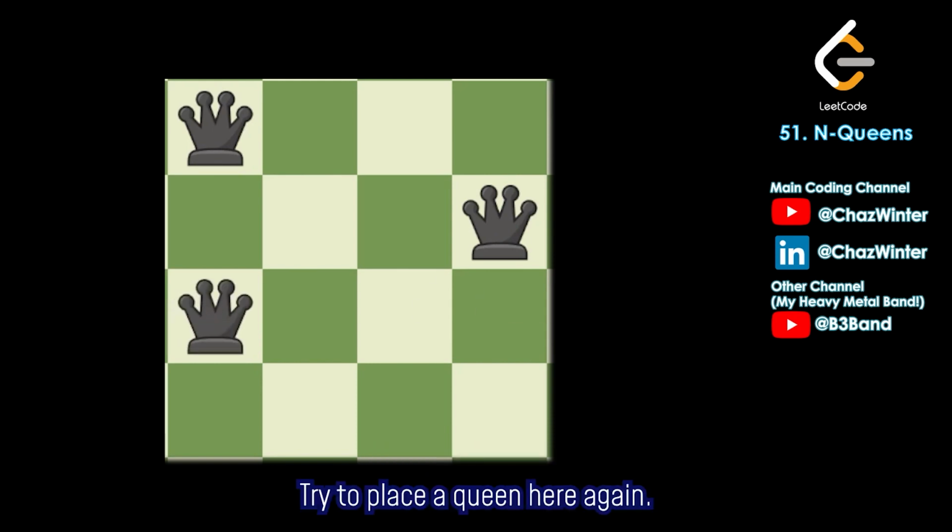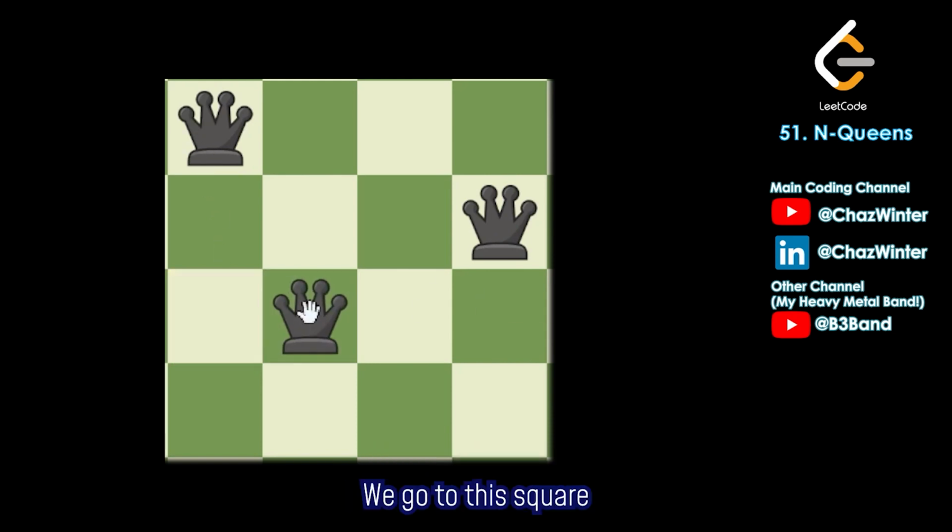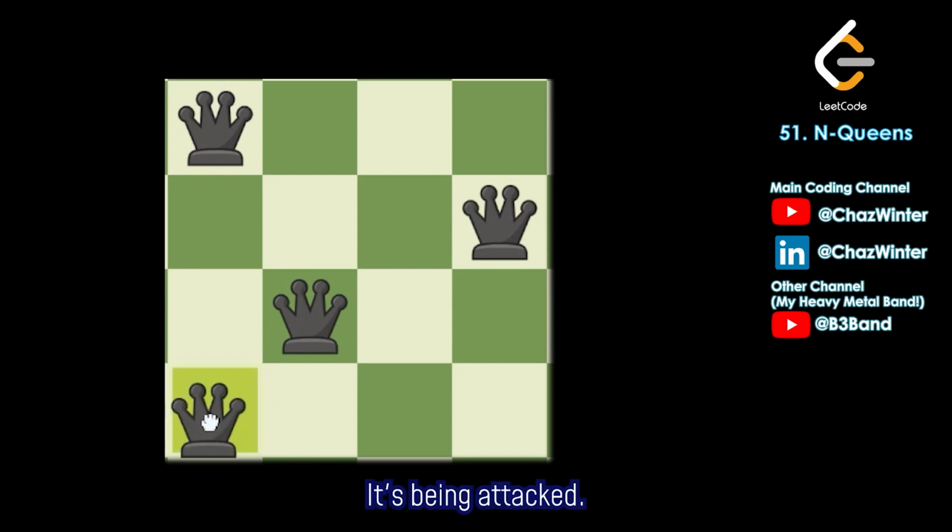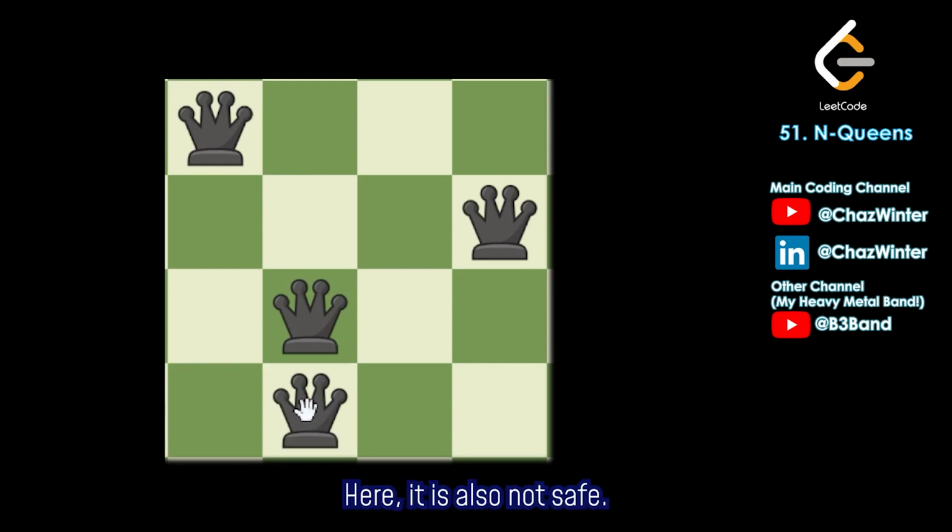Try to place a queen here again. It is being attacked. We go to this square, and this square is actually safe. So now we can move to the fourth and final row. We place a queen in the first column. It's being attacked. Here it is also not safe.